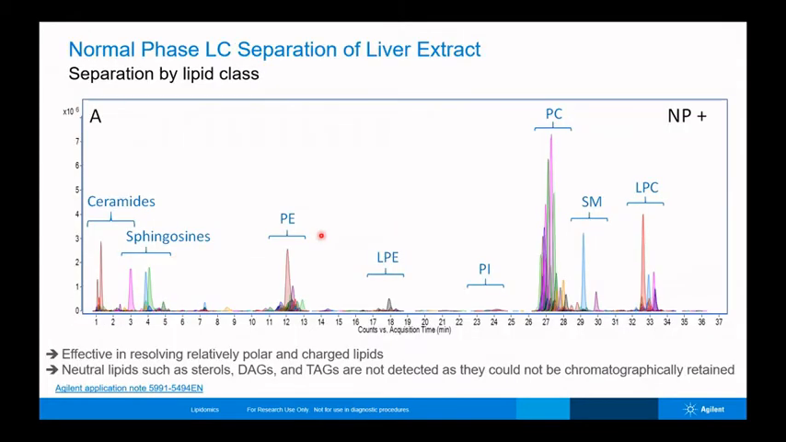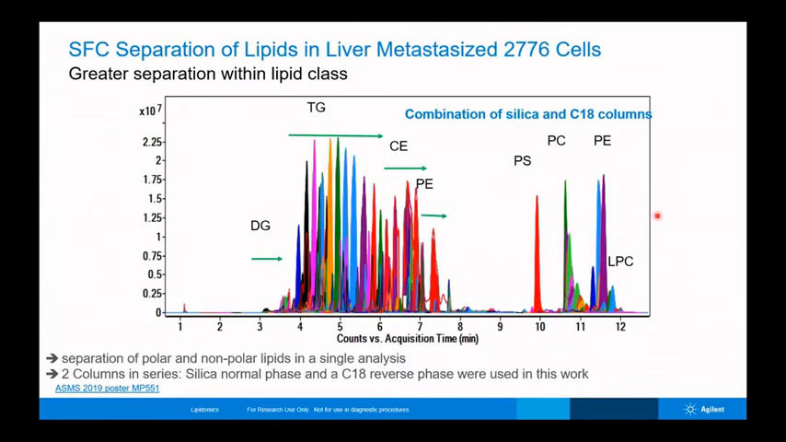Bearing in mind that normal phase separation, when used on complex samples, separates the lipids by classes. So you've got clusters of classes that elute in your sample. In a similar way, the SFC, since CO2 has the same polarity as hexane, works as a normal phase. So you are separating lipids by classes using SFC.